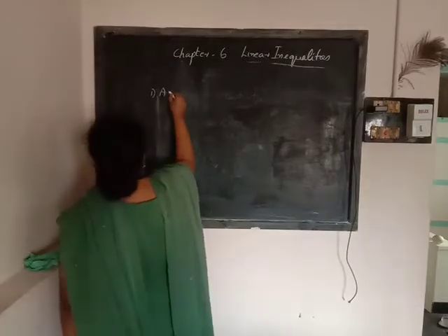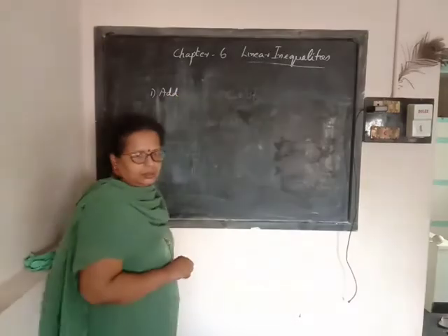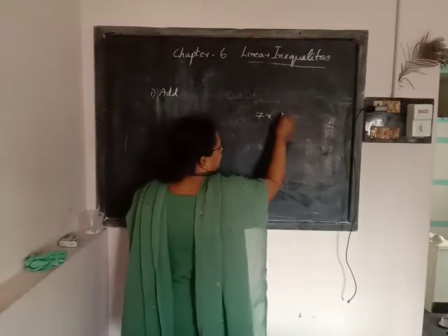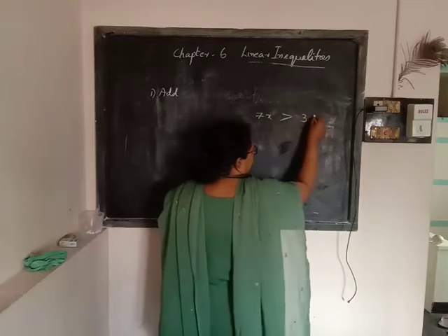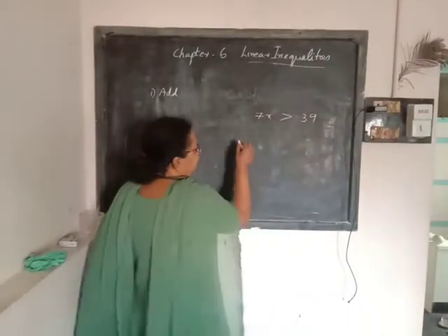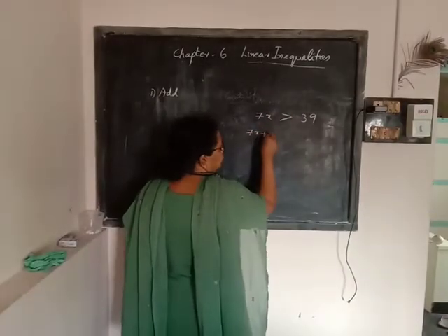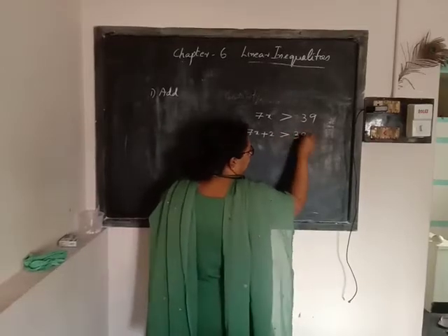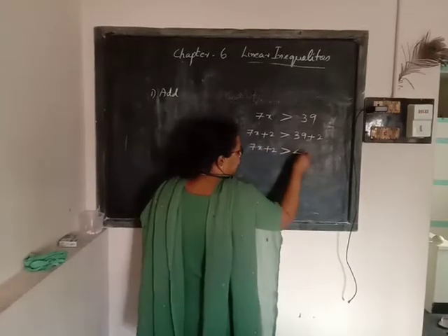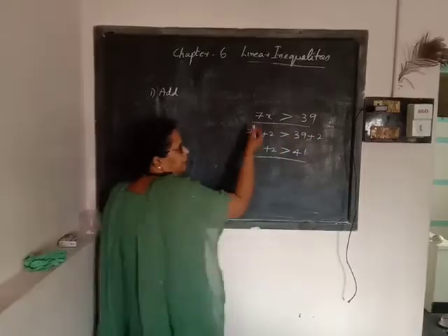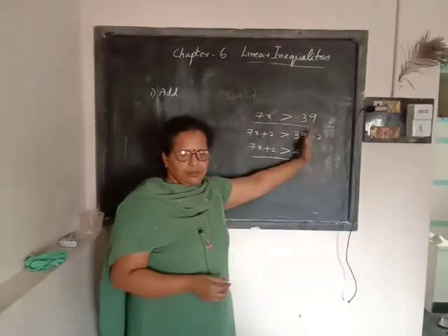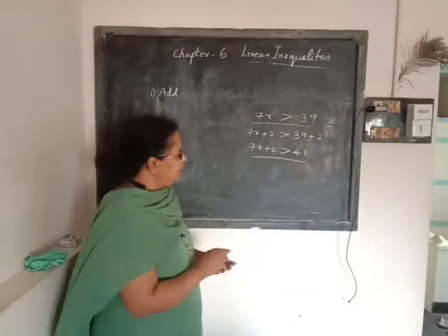First one, addition. When we add, what will happen? Look here. If it is 7x greater than 39, we can add 2 to both sides. So it will become 7x plus 2 greater than 39 plus 2, or 7x plus 2 greater than 41. This is the same inequality as 7x greater than 39. So we can add the same number to both sides of the inequality.